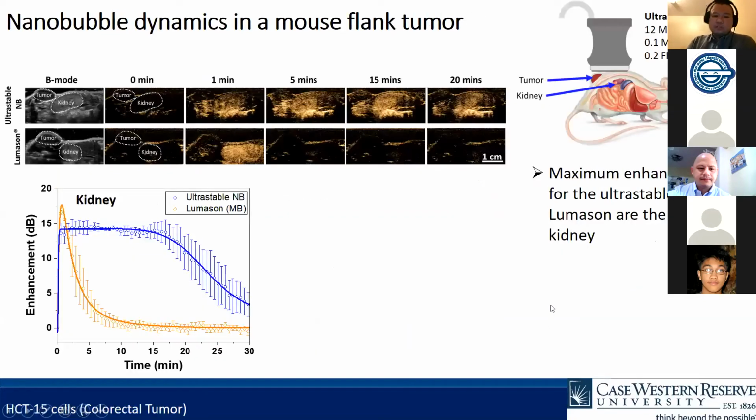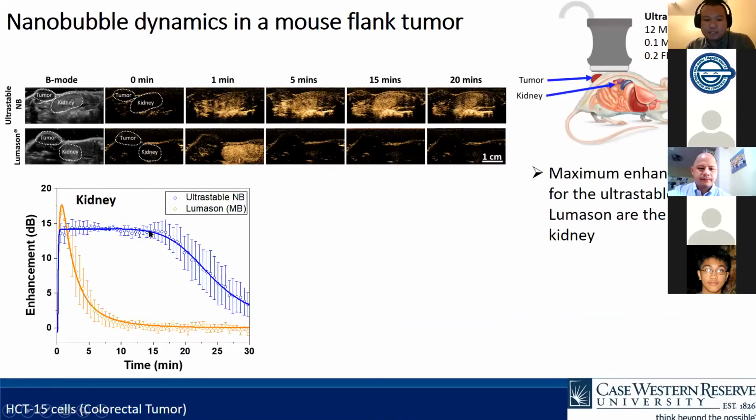We then go to imaging a mouse flank tumor. And for comparison, we also image the kidney. So here you can see that Lumason, again, gets really bright. The kidney gets really bright after 1 minute, while the tumor remains really dark. And the signal disappears within 5 minutes. We can again plot the time intensity curve, and we see that, again, it goes up and then it goes down really fast. The ultrastable nanobubble for the kidney shows the sigmoidal curve.